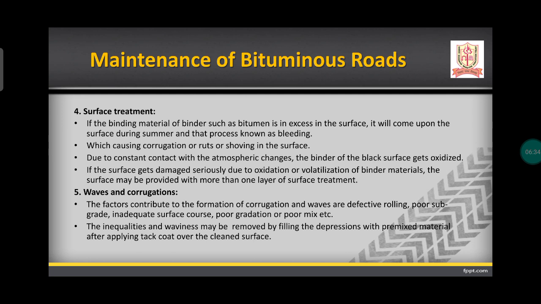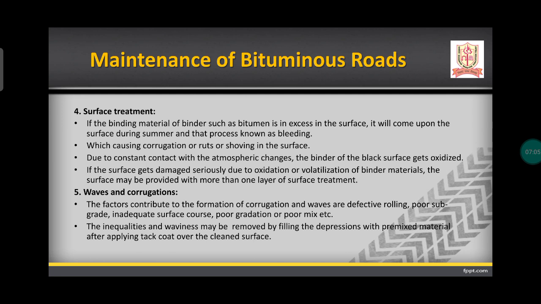It means that if we use more binding material, then also it is harmful. Why? Because the binding material in the summer season will melt and come up, and it will seem like bleeding. Because of that, obviously corrugation can be formed, that is, a wave form on the road surface can be formed because of the binding material. Then in that case we have to treat the surface.